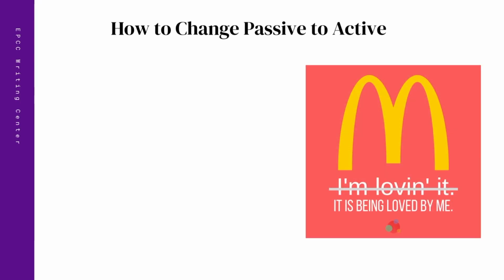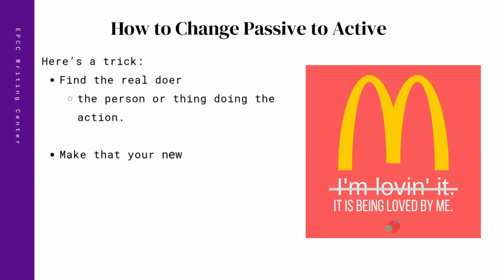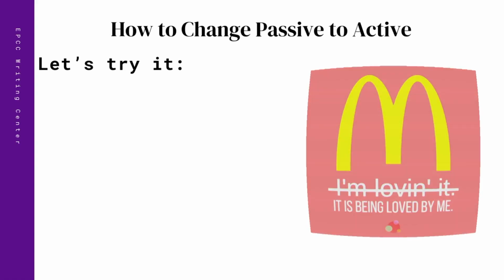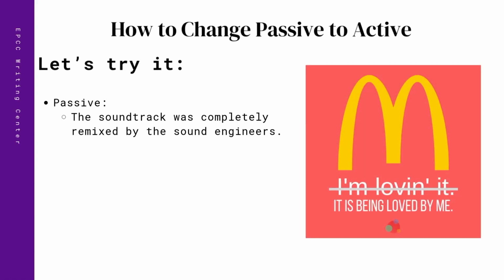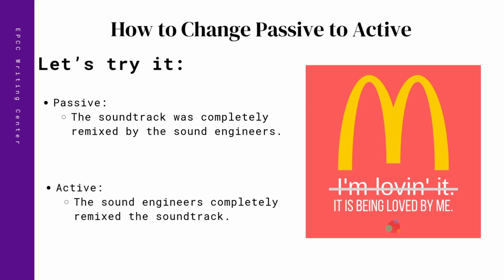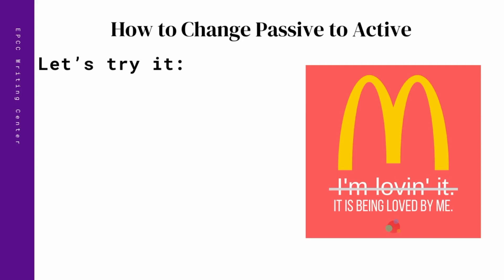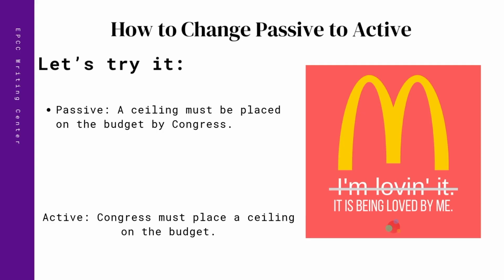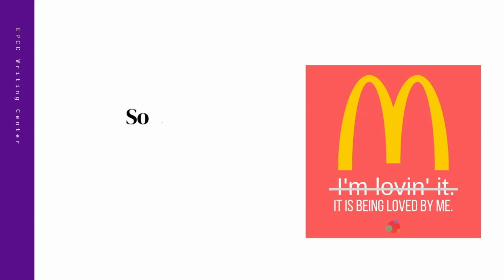How to change passive to active? Okay, what if you have a passive sentence and want to make it active? Here's a trick. Find the real doer, the person or thing doing the action. Make that your new subject. Rewrite the sentence in a subject plus verb plus object format. Let's try it. Passive: the soundtrack was completely remixed by the sound engineers. Active: the sound engineers completely remixed the soundtrack. Passive: a ceiling must be placed on the budget by Congress. Active: Congress must place a ceiling on the budget.